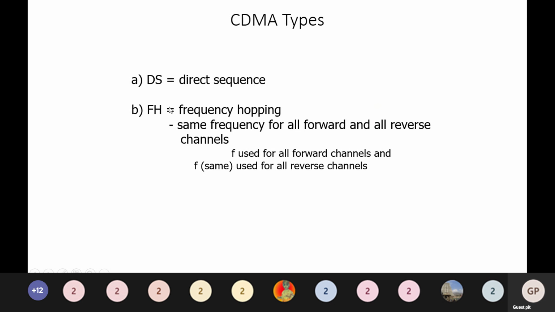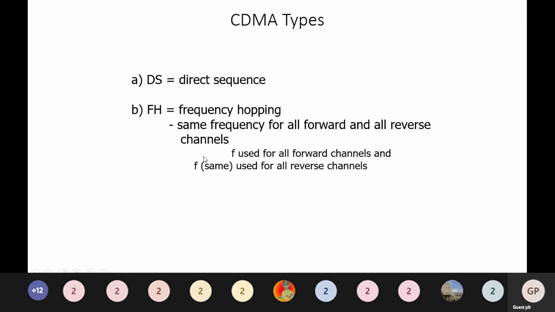Then the next one is frequency hopping. In frequency hopping, each information bit is hopped with separate frequencies. So you will have different frequencies, and you can have either fast hopping or slow hopping. The same frequency is used for all forward and reverse channels. For example, in a cellular system, the channel from the base station to the mobile station is the forward channel, and the channel from the mobile station to the base station is called the reverse channel. So with frequency hopping, different frequencies get transmitted.